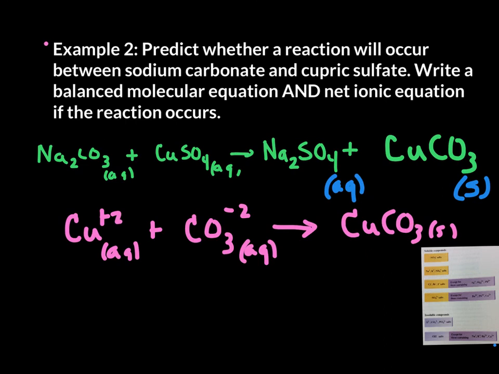So that is how we predict precipitation in our precipitation reactions. This is also how we write net ionic equations. Now you're going to do your book work and keep practicing. Make sure you also memorize those solubility rules.